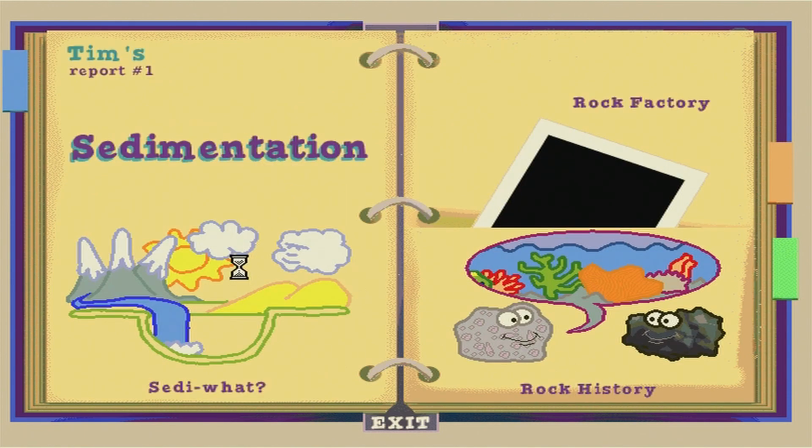Sedimentation. What? Sediments are grains of sand that are made of other rocks or minerals. Sediments can get moved around by wind, rain, rivers, glaciers, and oceans. When the little grains of sand drop out of the wind, water, or ice and are deposited on the ground, then that is called sedimentation.